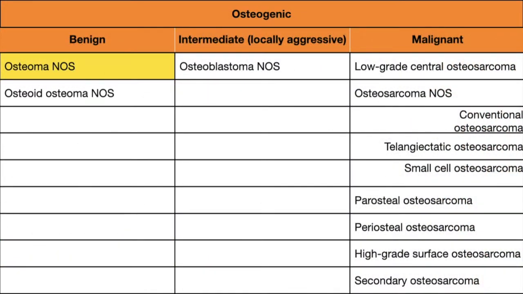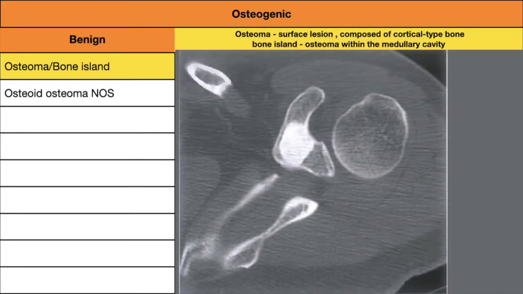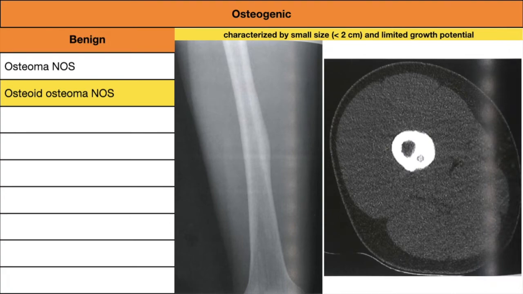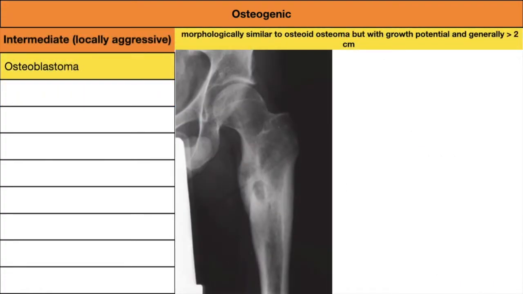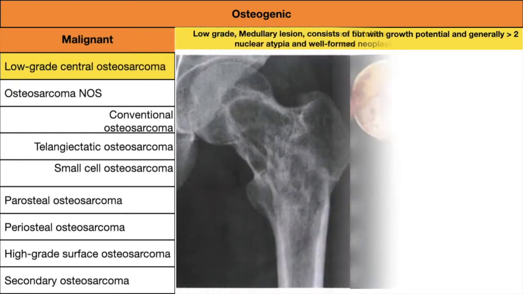Then we have osteogenic. They are again divided into benign, locally aggressive and malignant. In the benign category, we have osteoma or bony island. Osteoma are the surface lesion in the cortical type of the bone, and bony islands are osteomas within the medullary cavity of the bone. Then osteoid osteomas are characterized by small size, less than 2 cm, and they have a limited growth potential. Whereas the osteoblastoma are locally aggressive osteogenic tumors morphologically similar to osteoid osteoma, but with high growth potential and a size usually more than 2 cm.